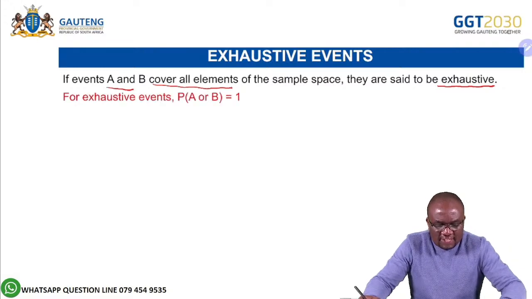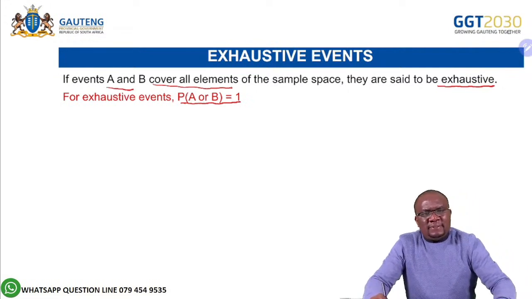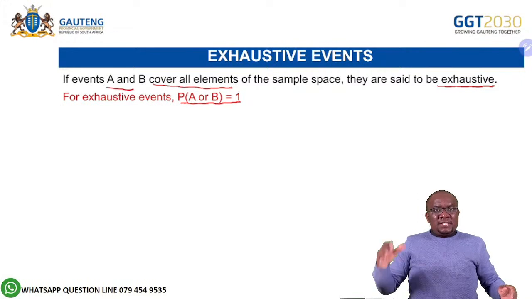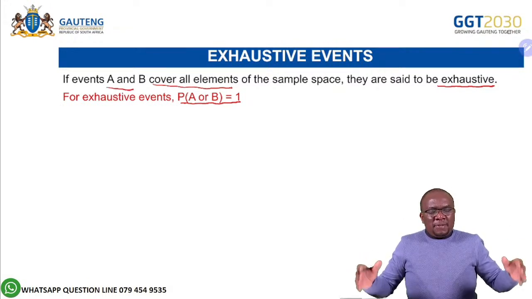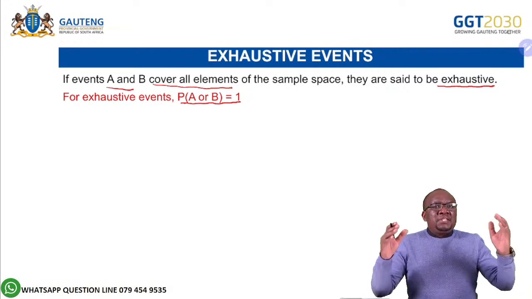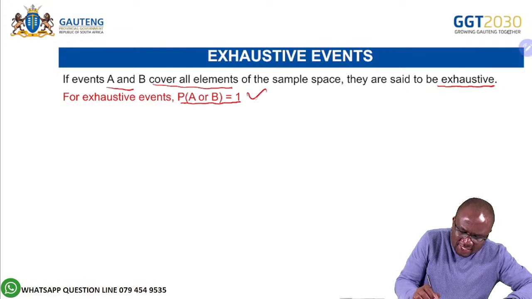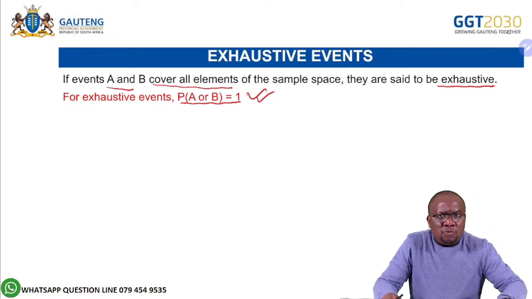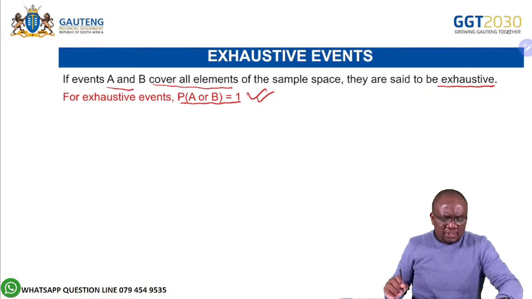For exhaustive events, probability of A or B is equal to 1. If there are 30 learners, 10 doing mathematical literacy, 20 doing mathematics, I say those who are doing mathematics or mathematical literacy, stand up, it will be 30 out of 30, which is 1. So write this one down. Probability for exhaustive events, probability of A or B, is equal to 1. Please write it down. You write as we move because there's just a small piece there.